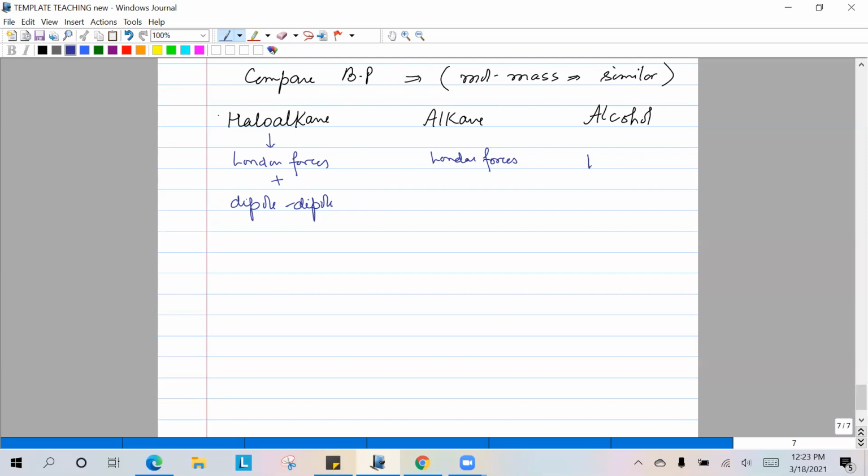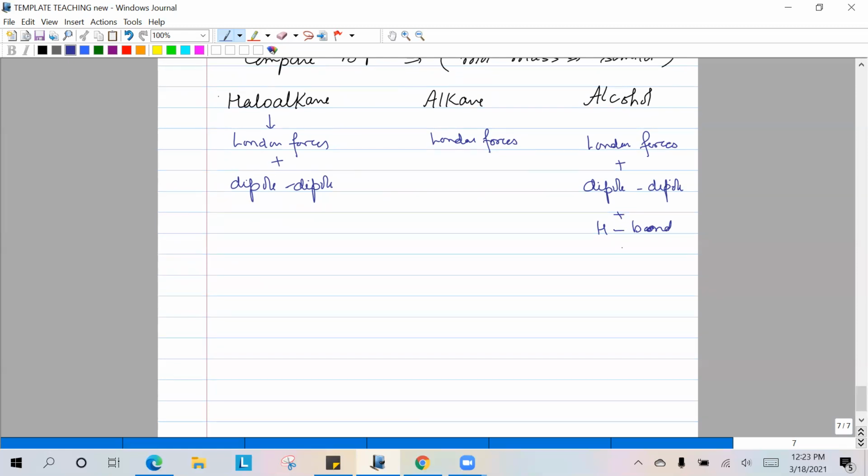They have only London forces, because in the haloalkane you have the halogen atom that makes it polar, while in alcohol you have London forces, you have dipole-dipole interactions, and you also have the hydrogen bonds. So based on the type of interactions, definitely the alcohol will require more energy, and the alkane will need the least energy to boil.